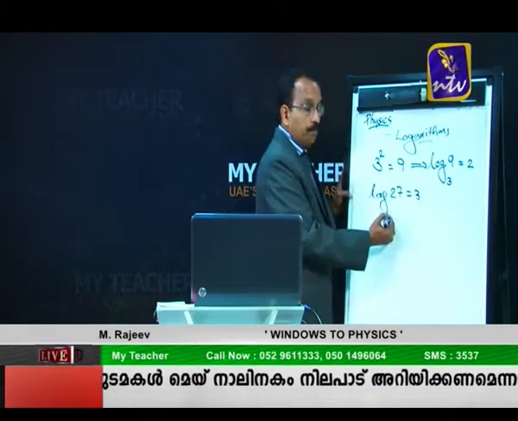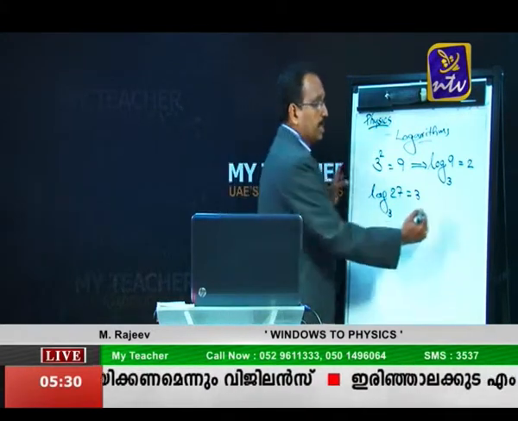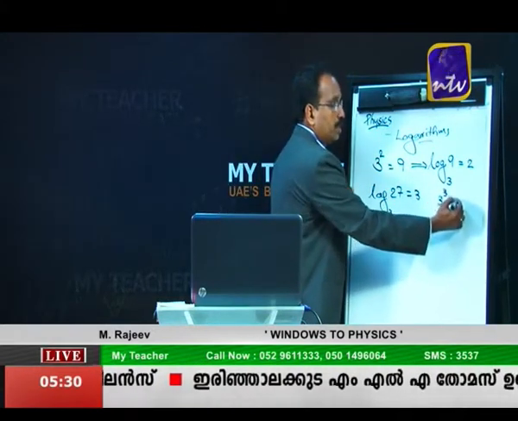So what would be the base here? Base must be 3, because we know 3 raised to 3 is equal to 27, right?